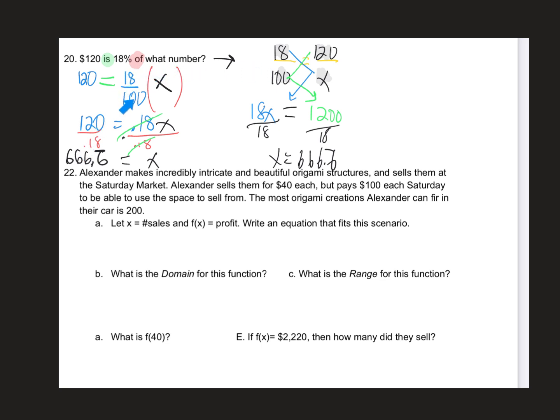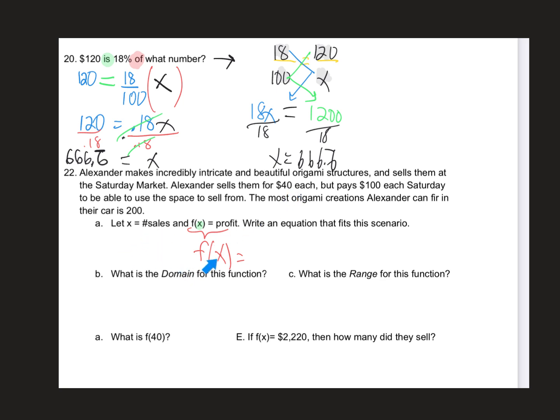Let's try number 22. A function for the profit. So f of x equals profit. And it depends on the input, which is x. So your profit, f, depends on what you drop into it, which is x. And that stands for the number of vases. So x is the number of sales we make.